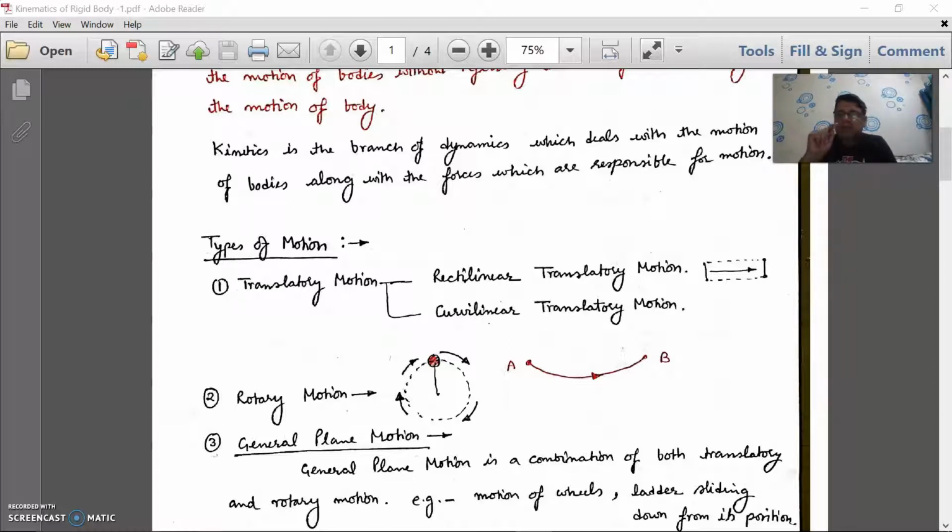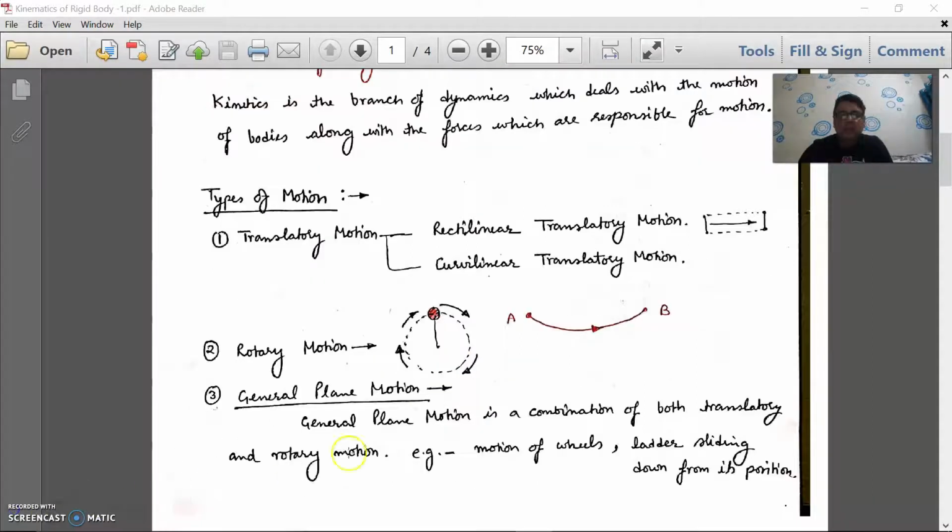In between translatory and rotary and general plane motion, what I left is rotary motion also. Rotary motion means it is in rotation, right? This is the example of rotation, that it is a ball which is attached to a string, and this ball is in rotation like this. So it is moving along its own axis like this.